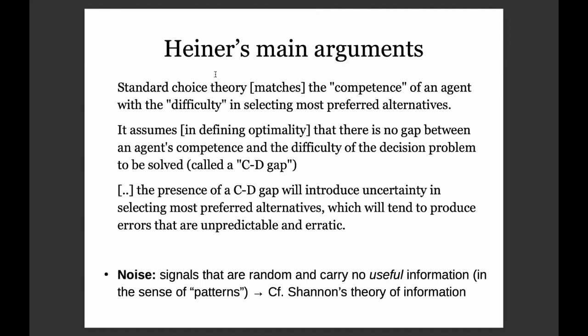So this is the whereabouts in which Einer presented his own theory. Standard choice theory matches the competence of an agent with the difficulty in selecting most preferred alternatives. It assumes in defining optimality there is no gap between an agent's competence and the difficulty of the decision problem to be solved, the so-called CD gap. The presence of a CD gap will introduce uncertainty in selecting most preferred alternatives, which will tend to produce errors that are unpredictable and erratic. So here we talk of noise as signals that are random and carry no useful information.